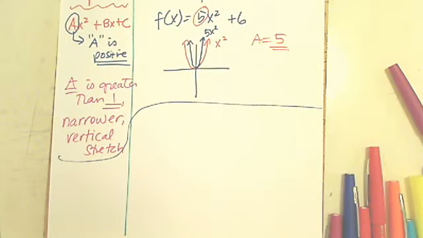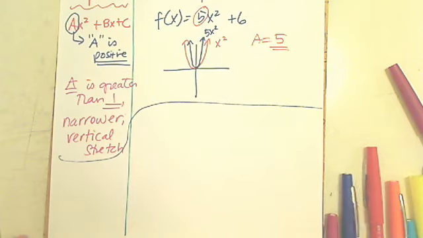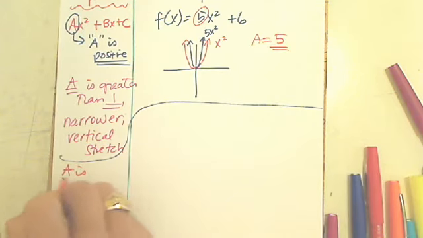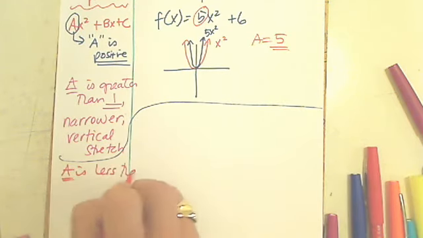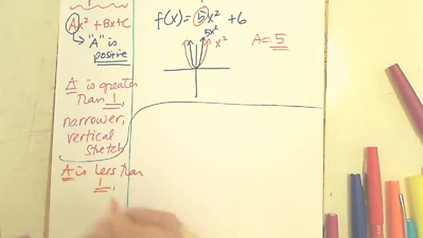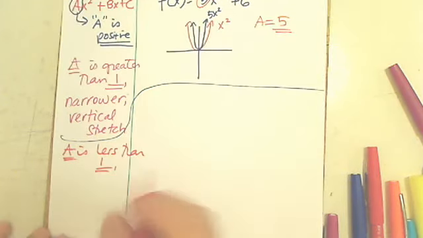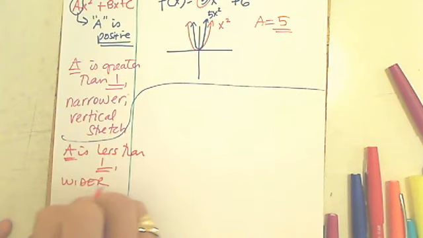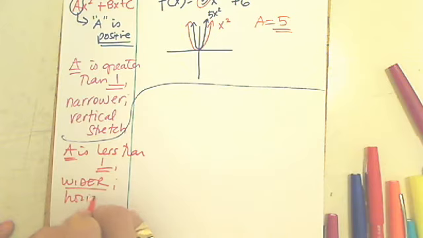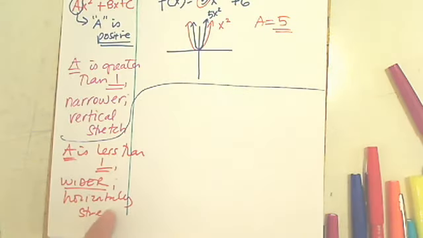Alright. What happens if the a is greater than 1? It's being stretched. If the a is less than 1, it is wider. It's being horizontally stretched. It's a horizontal stretch.